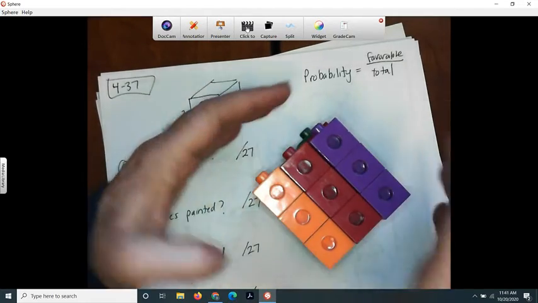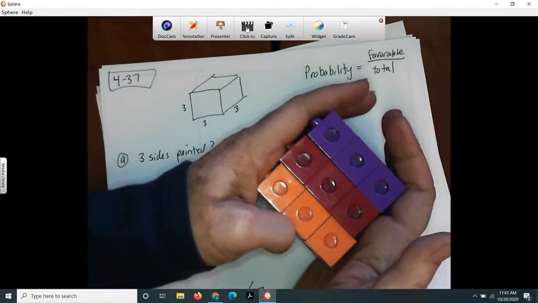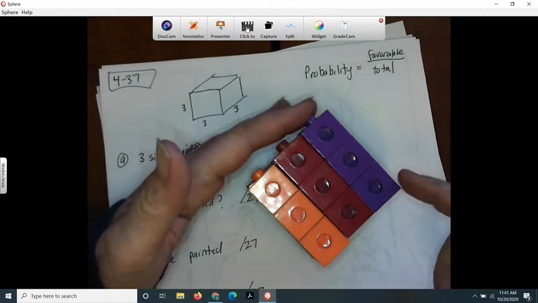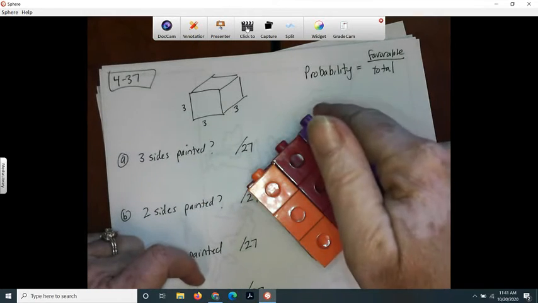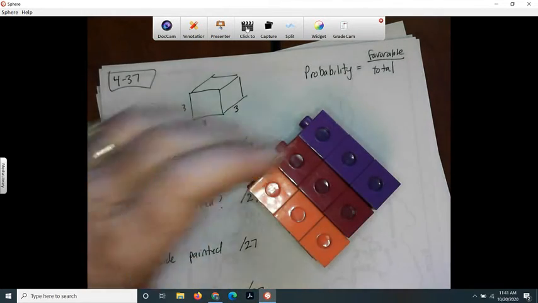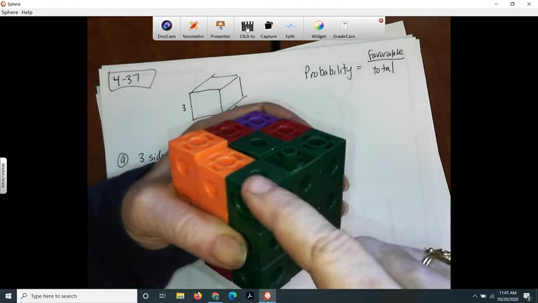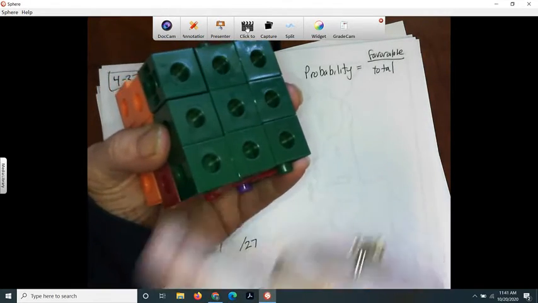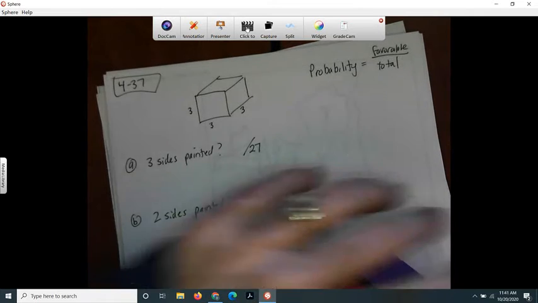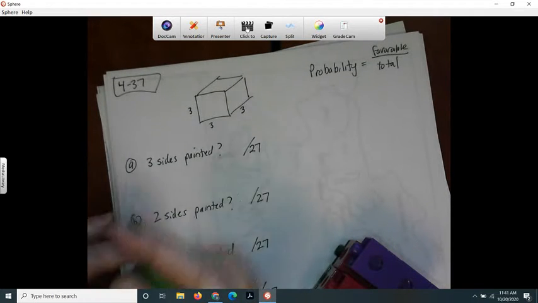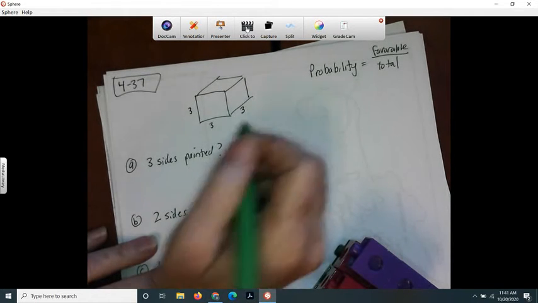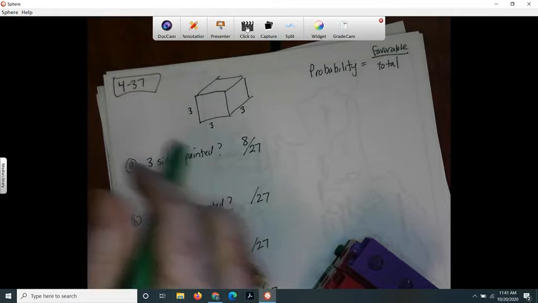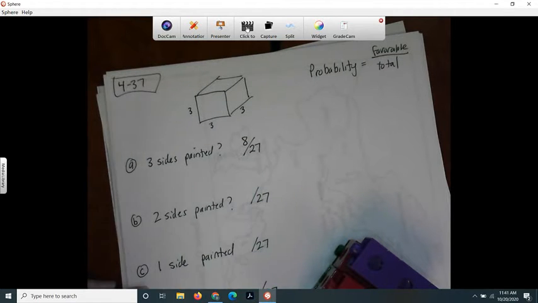I'm not going to grab them off, but I'm going to count the corners. There's 1, 2, 3, 4, and then on the bottom, 5, 6, 7, 8. I think there's 8 out of 27 here. And you could find a percent, but you can leave it as a probability like this.